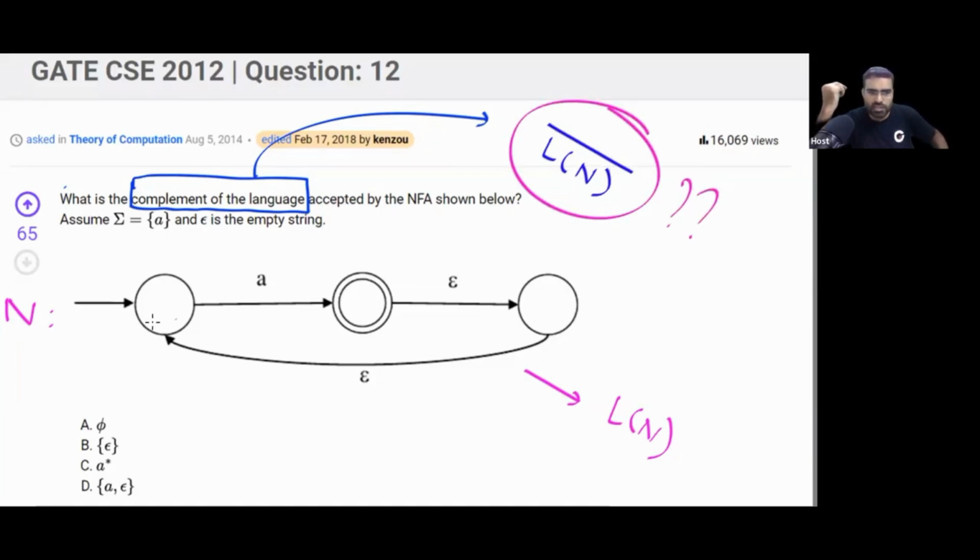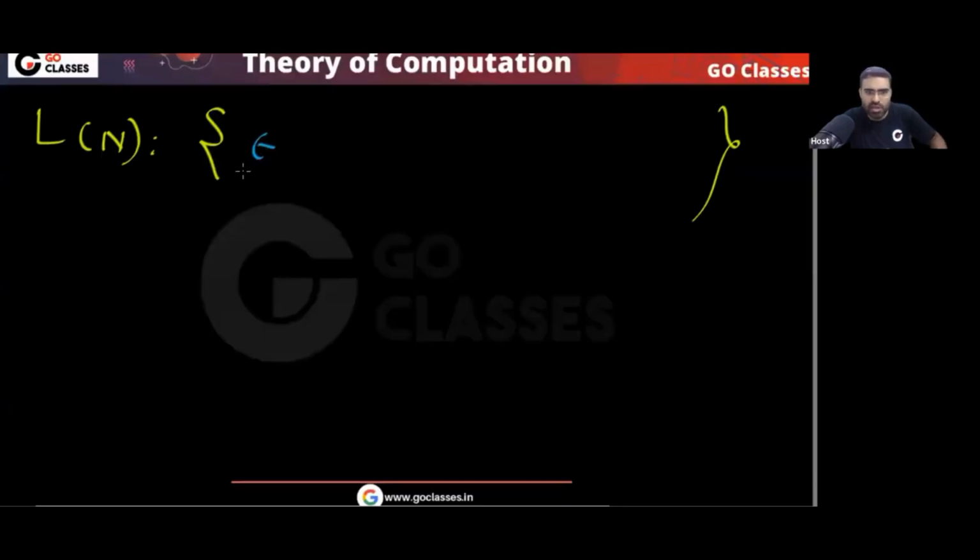Okay. So tell me, what is the language of this NFA N? Your alphabet is only A. So you can notice A is accepted. Please tell me, from the initial state, is the empty string accepted? From here, without reading any alphabet symbol, can you go to the final state? No. So that is the reason I can say the empty string is not accepted.